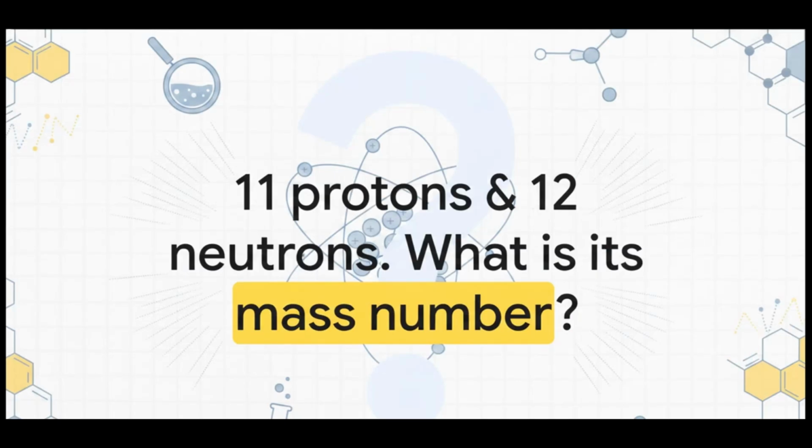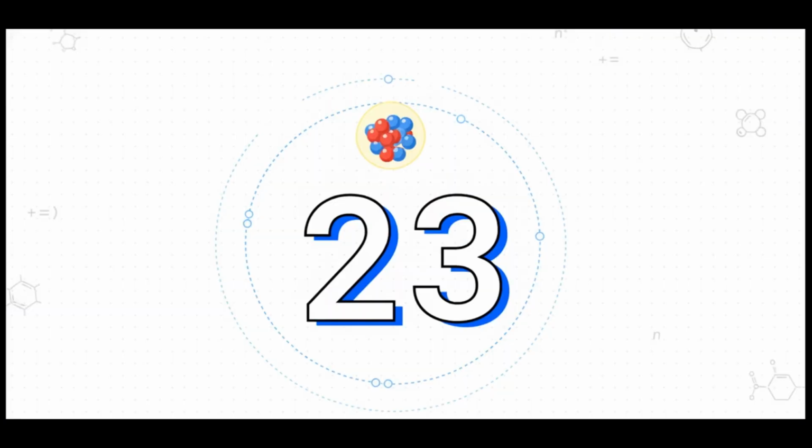Okay, question 2. Using that exact same atom, 11 protons, 12 neutrons, what is its overall mass number? Think about the heavy nucleus here. It's 23, because our formula is simply protons plus neutrons. 11 plus 12 gives us 23. You're just adding up the heavy stuff.